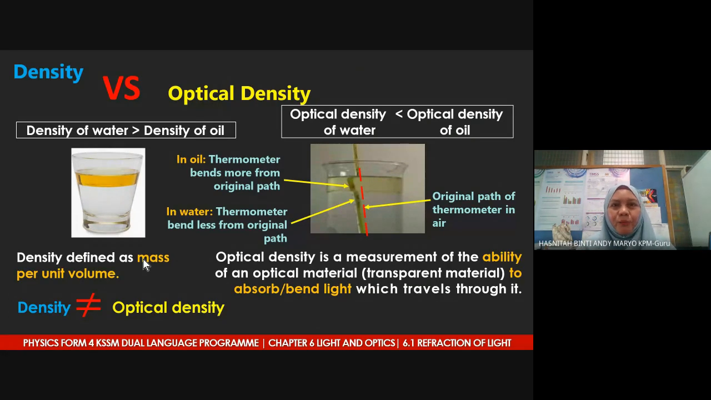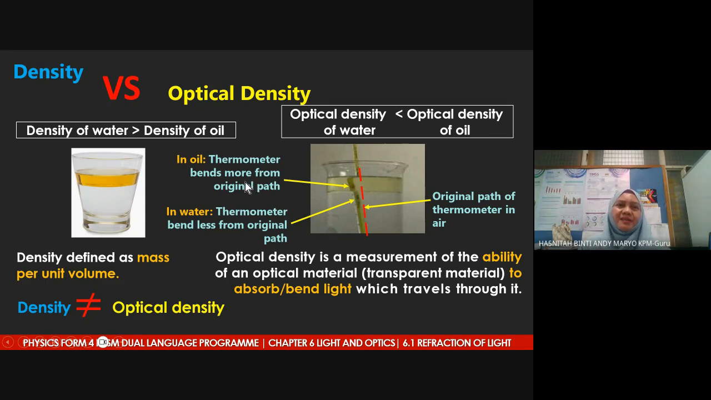But what is optical density? Optical density is a measurement which shows the ability of an optical material, which is a transparent material, to absorb or to bend light which travels through it. I repeat, optical density is the ability of the transparent material to absorb or to bend light which travels through it. So can you see the difference between density and optical density?